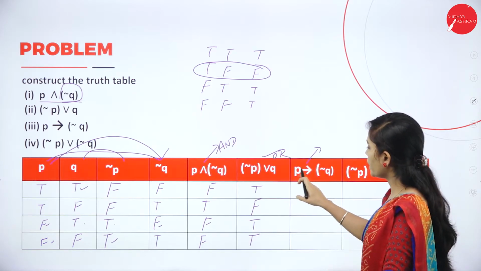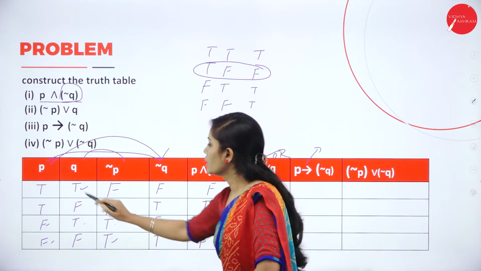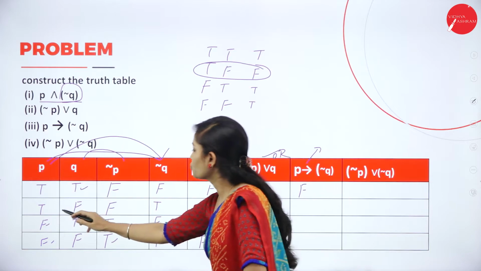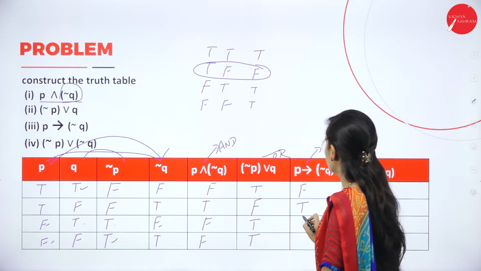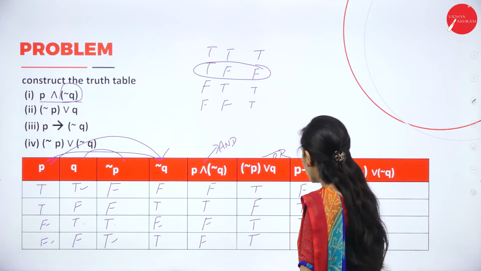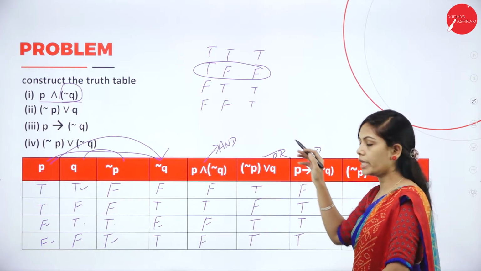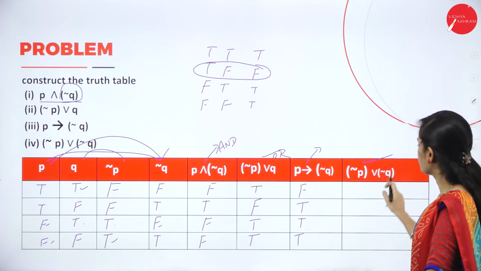So I will find P implication negation Q. P implication negation Q is true, false means the condition is false. And true, true means the condition is true. And false, false, the condition is true. And false, true, the condition is true. Except this true, false, all the conditions are true in implication.